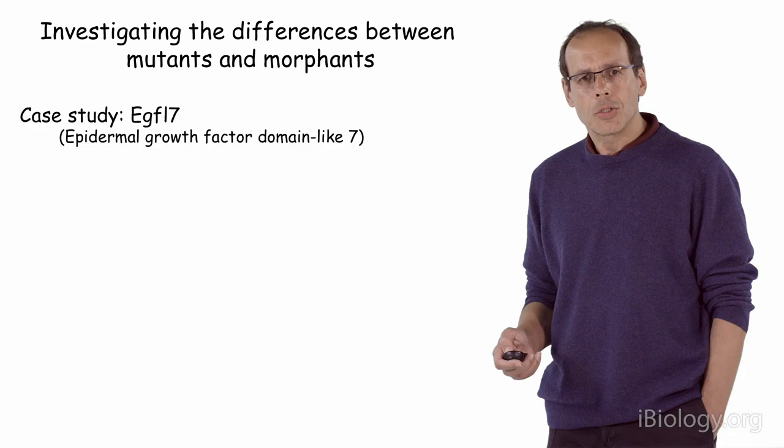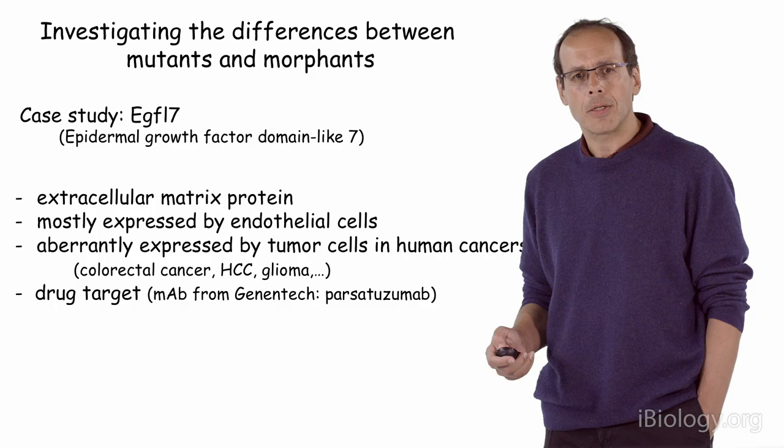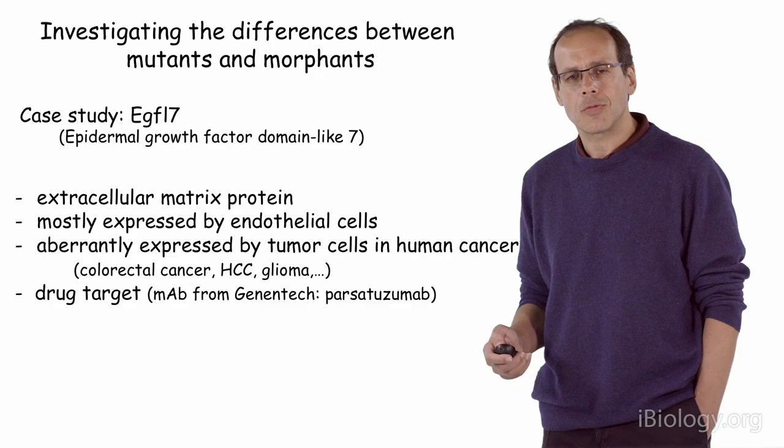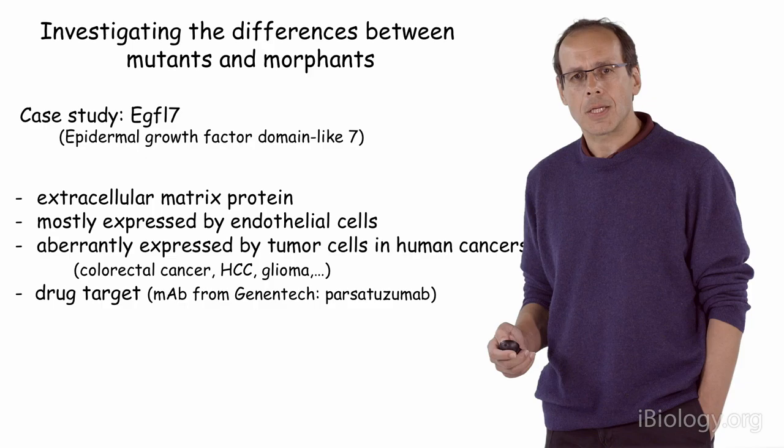Just to give you a little background about this gene, it encodes an ECM protein. It's expressed mainly by endothelial cells, and it's apparently expressed by tumor cells in human cancers, and for this reason was a direct target. Genentech, in fact, had a clinical trial for one of the humanized monoclonal antibodies against this protein.